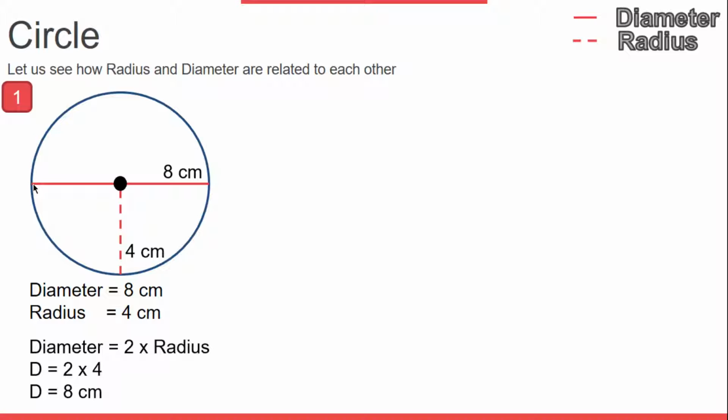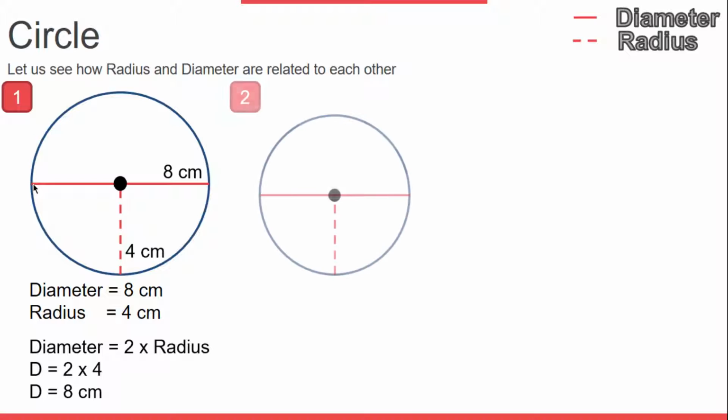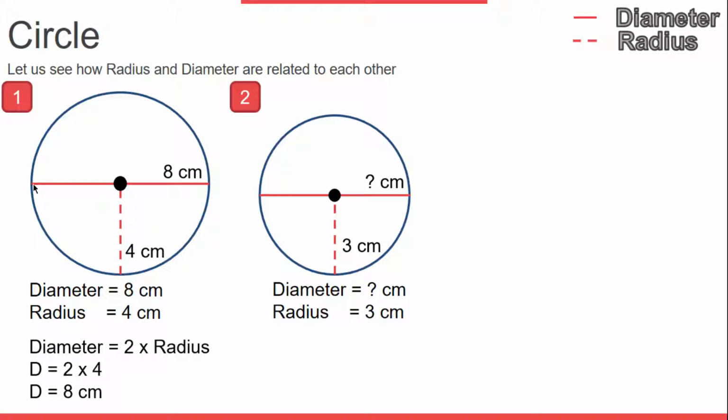Let me bring up another question for you which we will solve together. Okay, here you can see the circle is smaller, so the diameter and the radius will definitely be smaller. And now we know that the radius is smaller than the diameter. For this question, the radius is given to me as 3 centimeter and I do not have my diameter. So first, before I start solving, I will write the given information, which is diameter equals question mark and radius equals 3 centimeter.